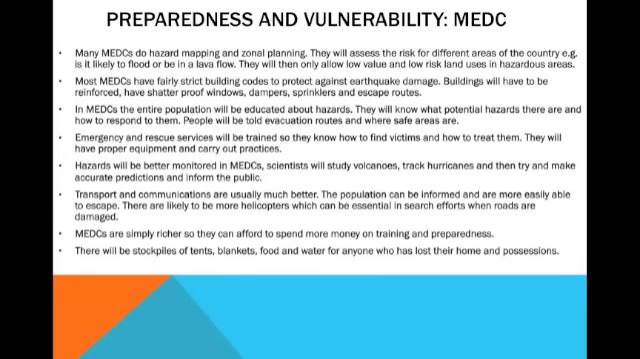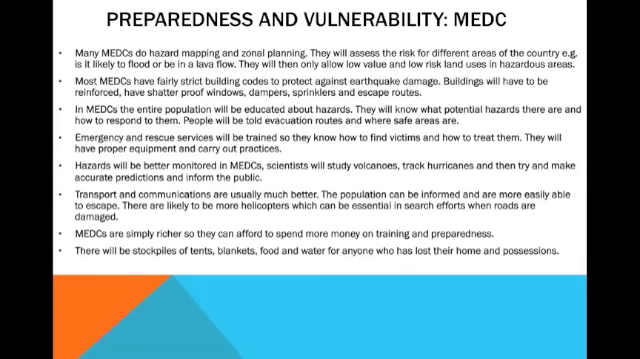Most MEDCs have fairly strict building codes to protect against earthquake damage. Buildings will have to be reinforced, have shatterproof windows, dampers, sprinklers, and escape routes. In MEDCs, the entire population will be educated about hazards. They will know what potential hazards there are and how to respond to them. People will be told evacuation routes and where safe areas are. Emergency and rescue services will be trained so they know how to find victims and how to treat them. They will have proper equipment and carry out practices.